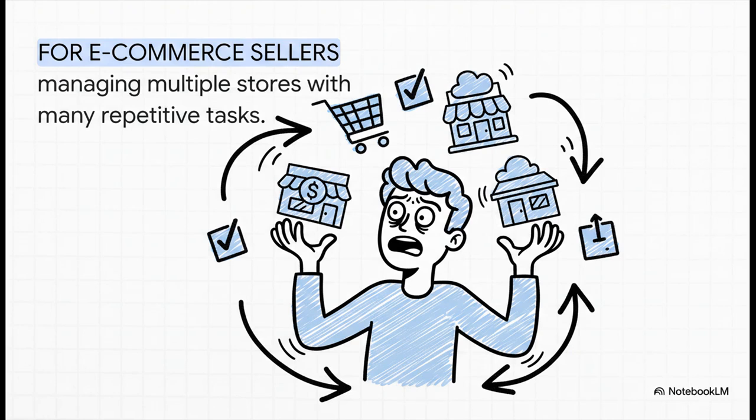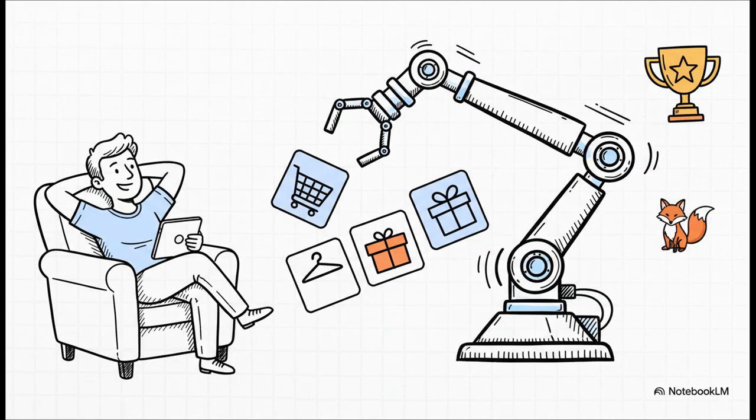First up, e-commerce sellers. You're managing multiple stores on places like Amazon or Shopify. You've got tons of repetitive tasks every single day. Hands down, for this job, you're looking at Adspower. And here's why. That built-in RPA automation, it's an absolute game changer. You can automate things like filling out product forms or checking competitor prices across all your stores without writing a single line of code. Plus, having that Firefox browser option gives you more flexibility.